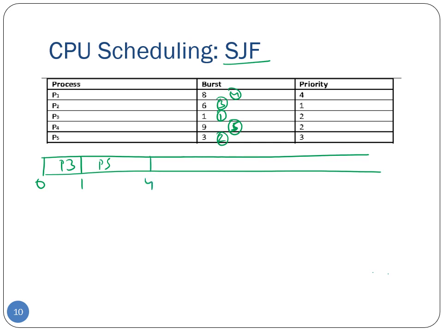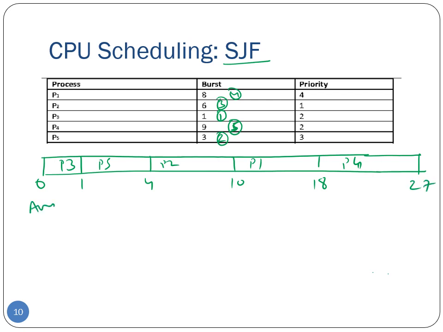Next we have P2 coming in. It has a CPU burst of 6, so it will start at 4 and it will finish at 4 plus 6, 10. After that we have P1 coming in, which has a CPU burst of 8, so this will start at 10 and finish at time 18. And finally we have P4, which has a CPU burst of 9, so it will start at 18 and it will finish at 27.